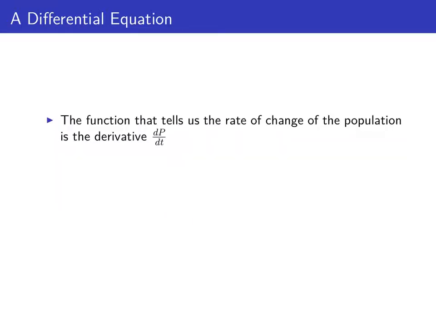Now we know a function that tells us the rate of change of a function. So the function that's going to tell us how the population changes is the derivative dp dt.